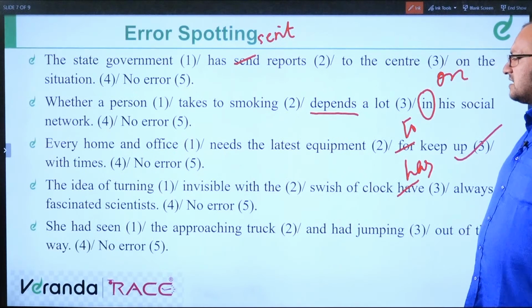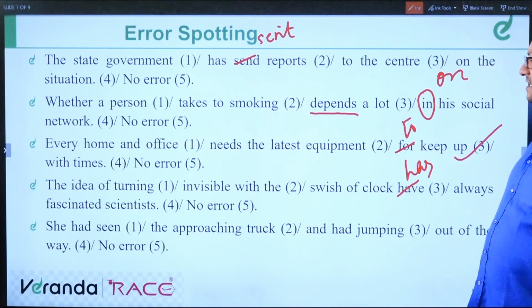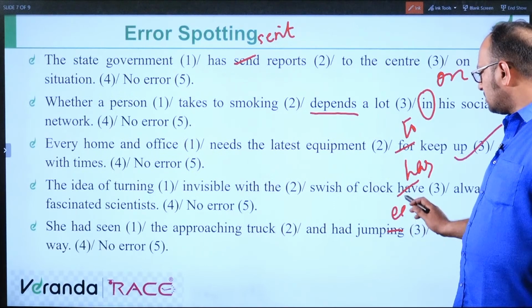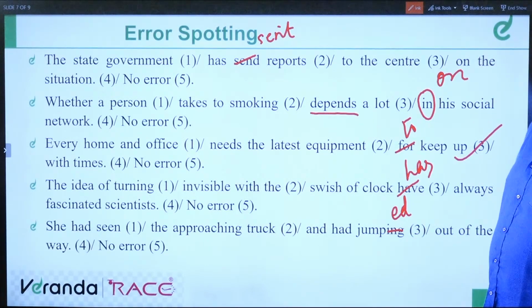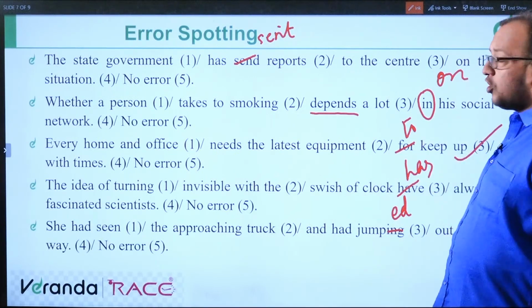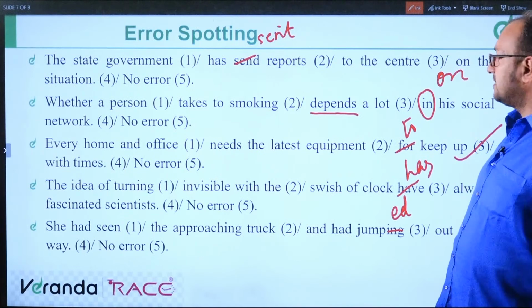Okay. She had seen the approaching truck and had jumping out of the way. So she had seen the approaching truck and had jumped out of the way. This should be the correct answer. Clear? So we have to return to two questions. Remember, one was the pet animal question, and one was poor maintenance facilities.